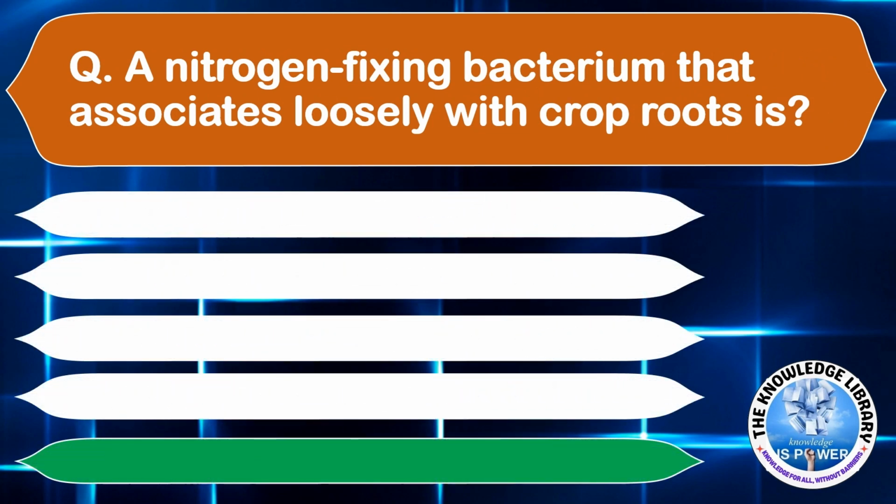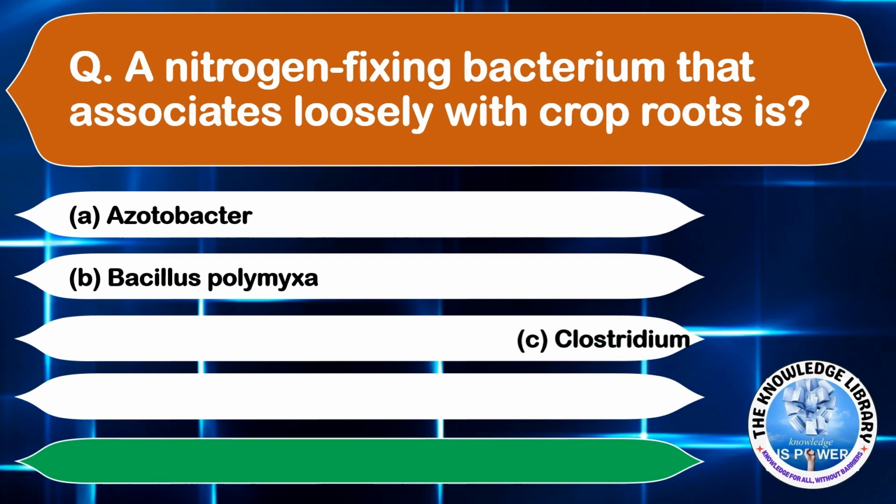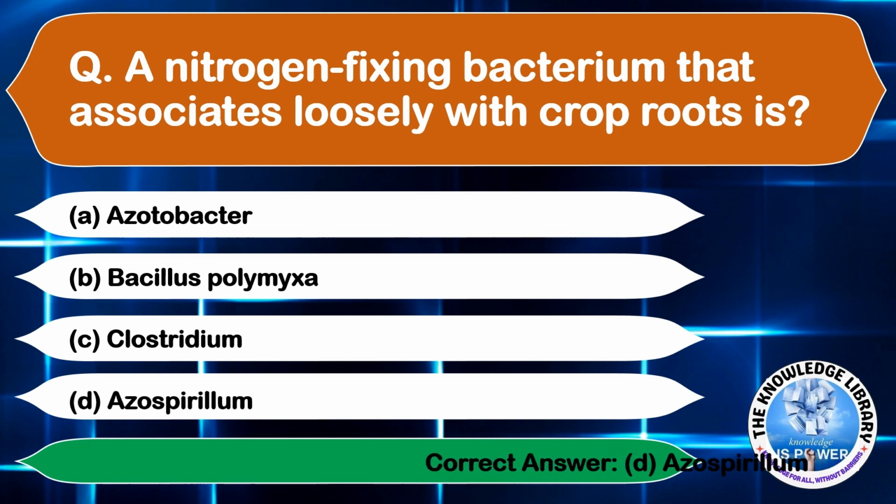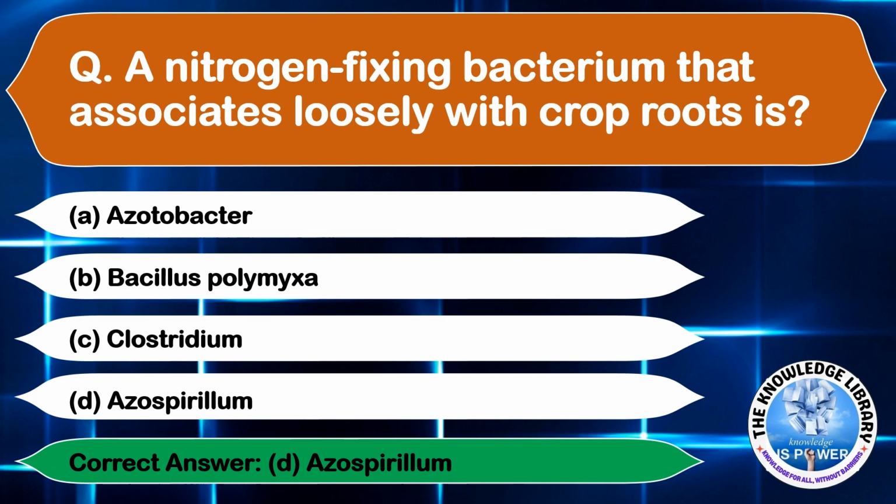A nitrogen fixing bacterium that associates loosely with crop roots is? Option A, Azotobacter. Option B, Bacillus polymyxa. Option C, Clostridium. And option D, Azospirillum. The correct answer is option D, Azospirillum. Moving on to the next question.